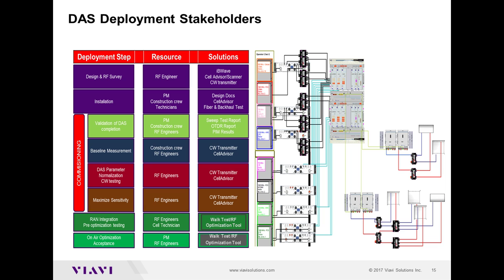RF engineers and cell technicians will be working at the site using a walk test or RF optimization tool. They will be basically ensuring that the coverage is done accordingly. And if there is a recommendation for the surrounding site, for example, a macro site may need to be optimized as well, meaning if it is coming in way too strong. So we'll talk about the ingress issues and egress issues and all that stuff, right?